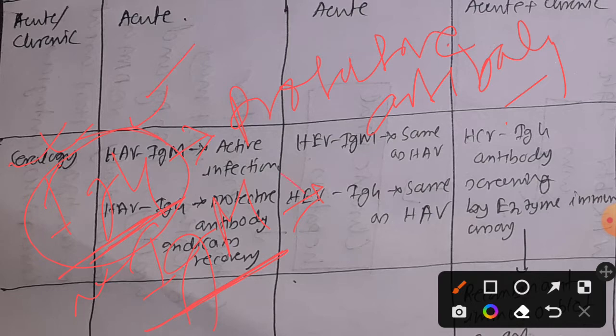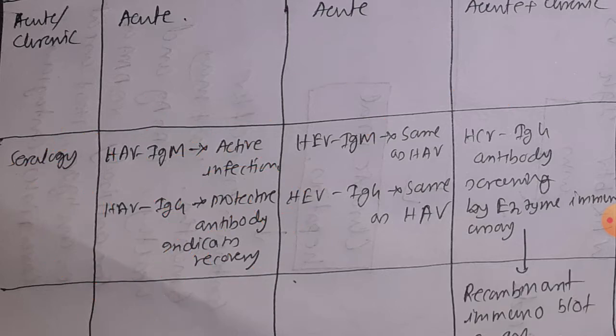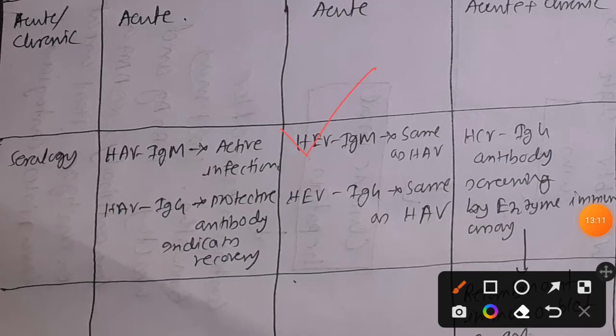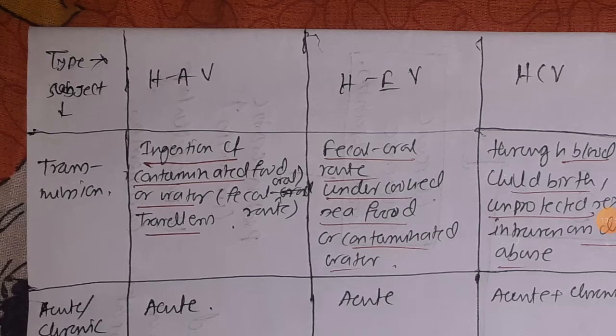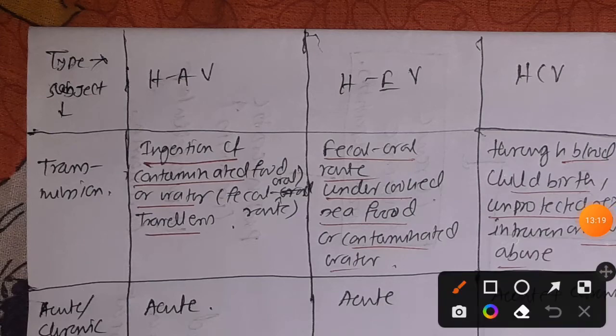And on the other hand, IgM will help us to determine the active infection. Okay, so IgG will help us to determine recovery, and IgM will help us to determine active infection, and the same will be the case for hepatitis E virus. That's why I have told you that HAV and HEV quite resemble each other, but there is a difference.